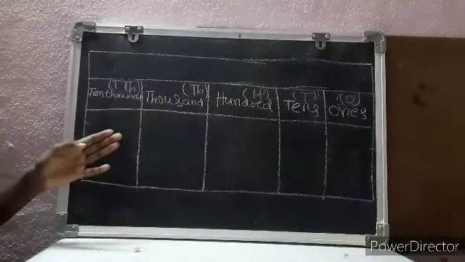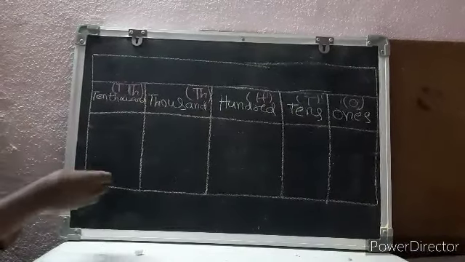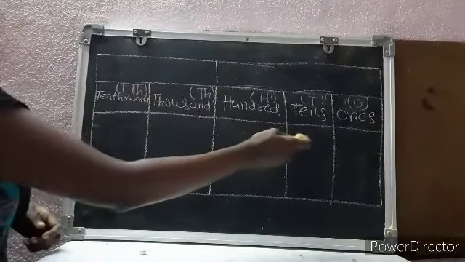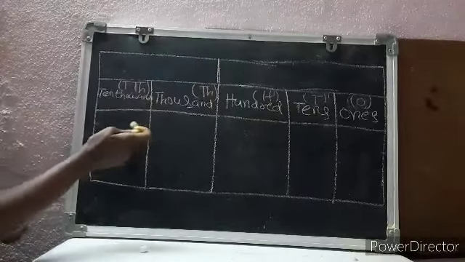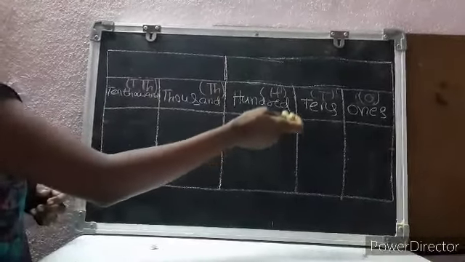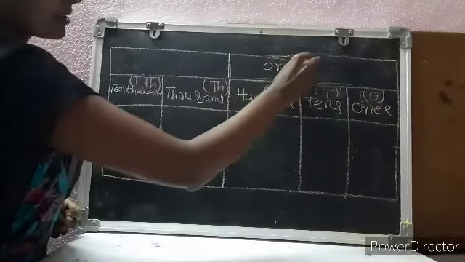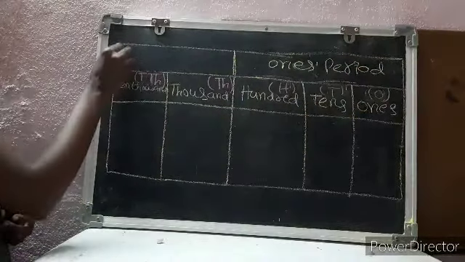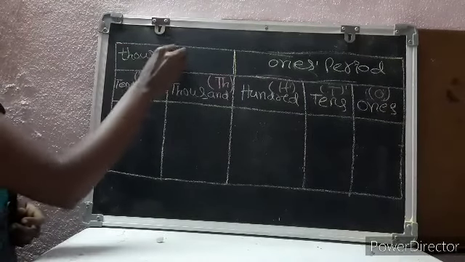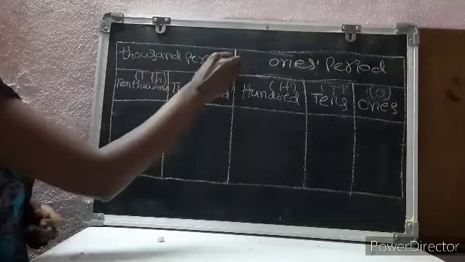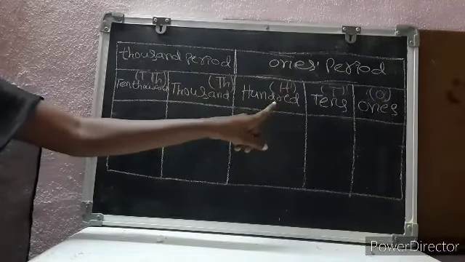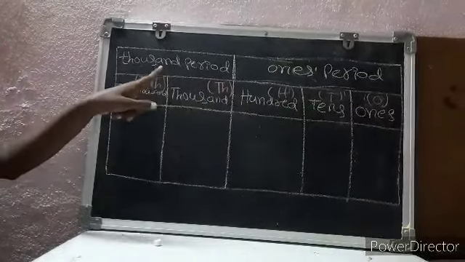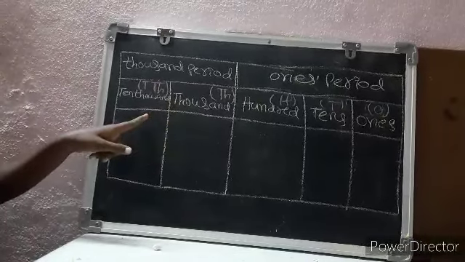My students, this is the place value chart. Now, I divide the place values into periods. Here, 3 place values and here 2 place values. These 3 place values have a name: ones period. Here, thousands period. Ones period has 3 place values: ones, tens, hundreds. And thousands period has 2 place values: thousands and ten thousands.